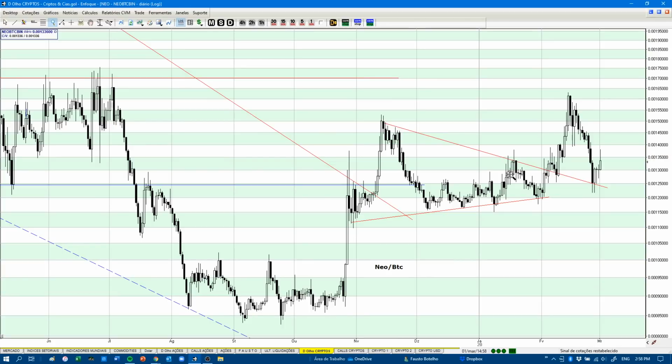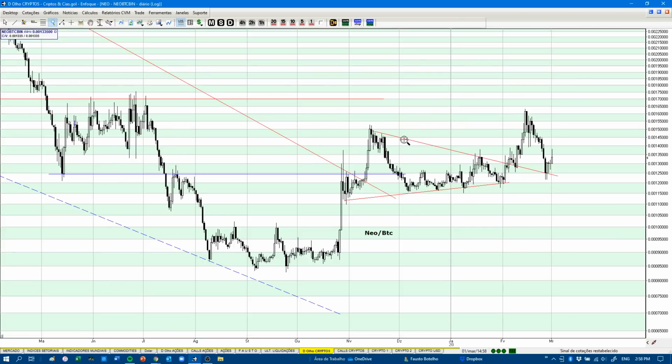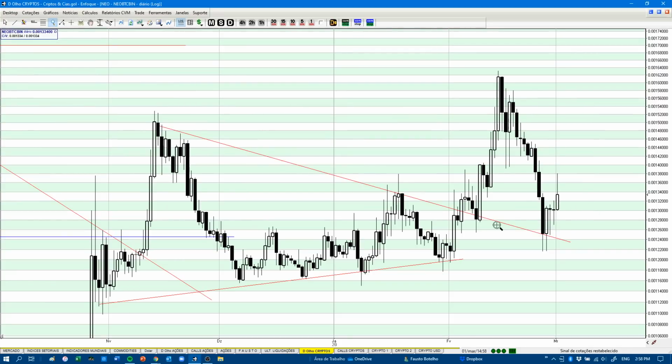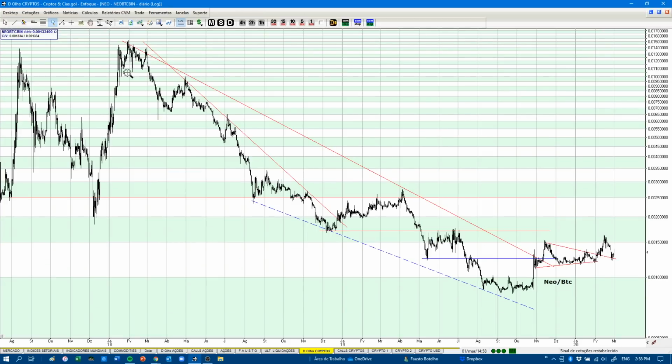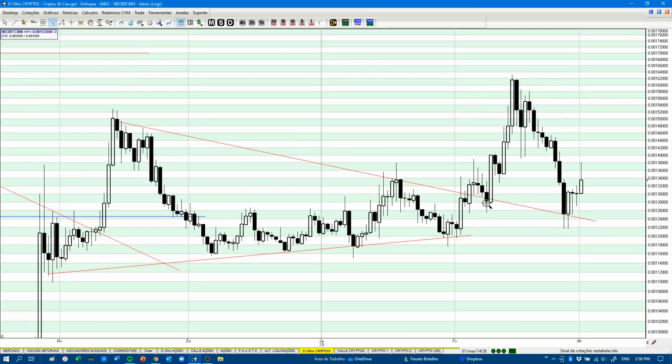Next one is NEO. What happened to NEO? It broke this resistance trend line, broke the trend line of this symmetrical triangle, and made a pullback. I think it made a pullback because after it reached this former resistance trend line of the symmetrical triangle, after the market broke this resistance trend line, it reversed with a piercing pattern.